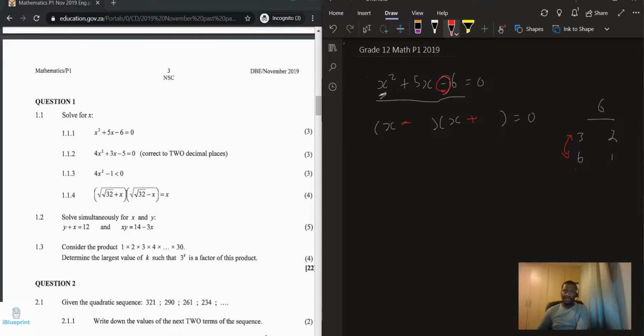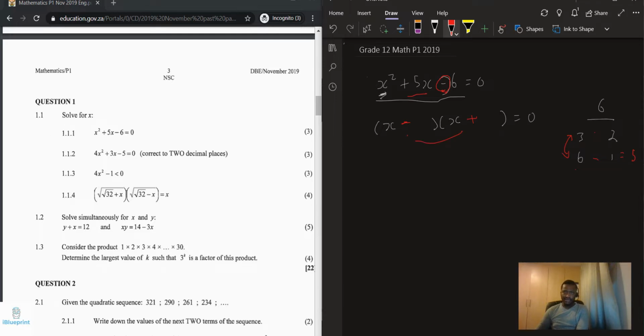Here you have a positive 5x, so you want something where you subtract some terms to get back to a positive 5x. 6 minus 1 works out. If you subtract these two, you get 5. But because you know that you have to subtract these two, we choose the 6 and 1.